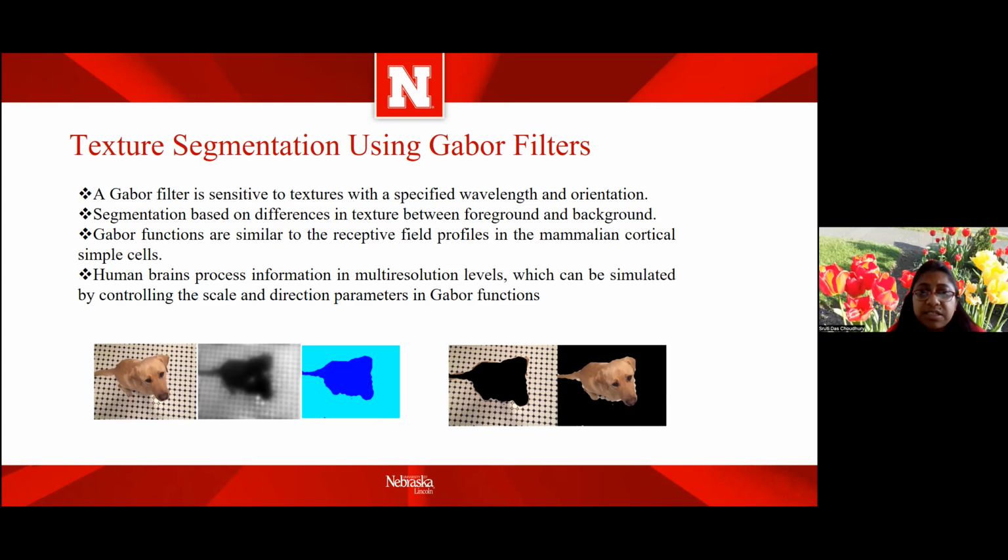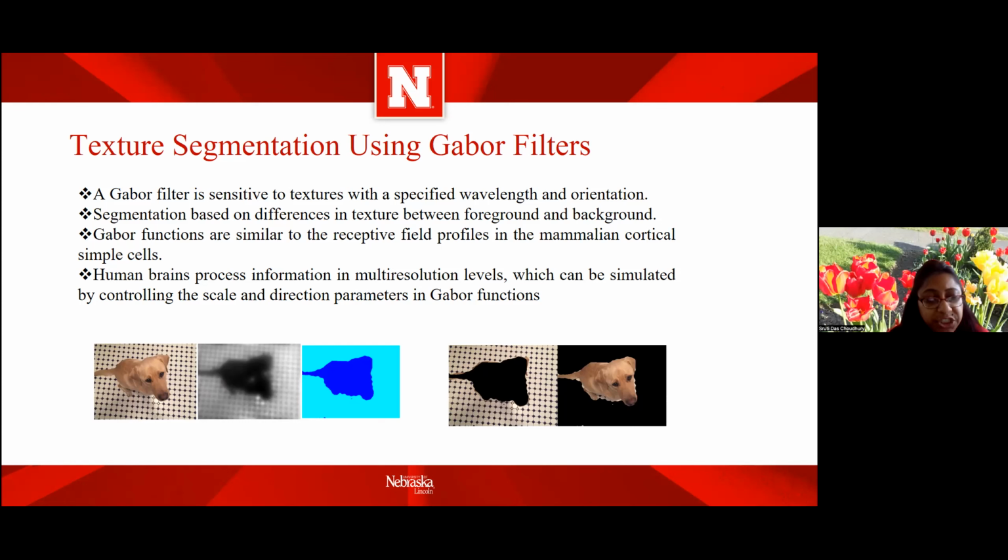So Gabor functions are similar to the receptive field profiles in the mammalian cortical simple cells, and human brains process information at multi-resolution levels, which can be simulated by controlling the scale and the direction parameters in Gabor functions. So Gabor functions are effective for segmenting based on texture, because these functions have different scales and wavelengths, and we can modify those scales and wavelengths to find out the texture information in an image and use it to segment based on the texture.